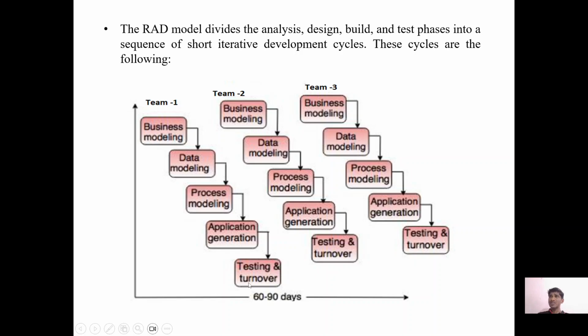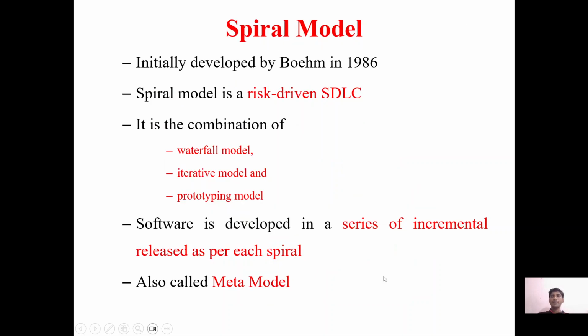Normally you will be going for the RAD model if the software development phase is only within 60 to 90 days duration, that is 2 to 3 months. If I want to deliver a software quickly, then we will be going for this RAD model. Following all these business and modeling phases, there will be different teams. Each and every team will be following this modeling. At last we will be developing a software. So this is all about the RAD model.